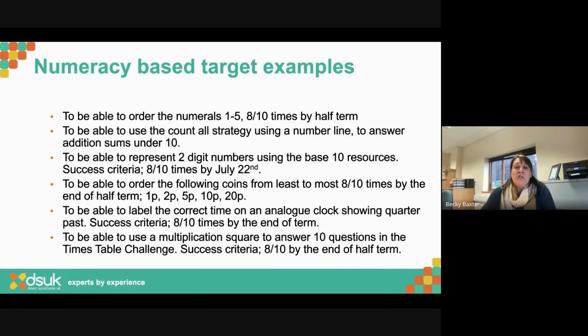Or to be able to use a multiplication square to answer 10 questions in the times table challenge. That's one for a child who, in their class, had this times table challenge once a week. I think it's Friday, and the children have to answer as many times tables questions as they can. My child doesn't know their times tables, but we could work out how to find the answer using the multiplication square, which then means every Friday I can join in that activity, finding out the answers using that resource, on my own with the rest of the class doing the times table challenge.